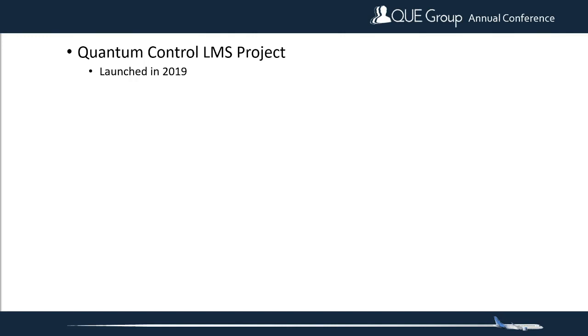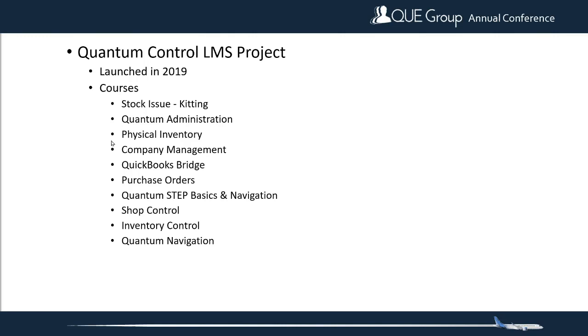As of June 2020, we have released 11 courses in the LMS platform. Currently, we have stock issue kitting, quantum administration, physical inventory, company management, QuickBooks Bridge, purchase orders, Quantum Step basics and navigation, shop control, inventory control, and quantum navigation. New courses with high-definition video walkthroughs and micro-learning sessions are being written, developed, and released weekly.